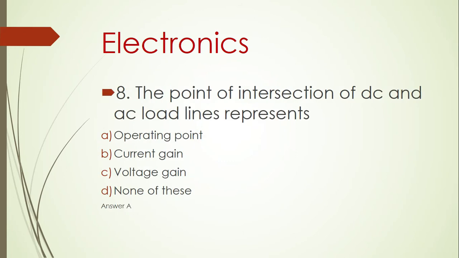The point of intersection of DC and AC load lines represents operating point, current gain, voltage gain, and none of these. Option A, operating point, is the correct answer. Now let's move to MCQ number 9.